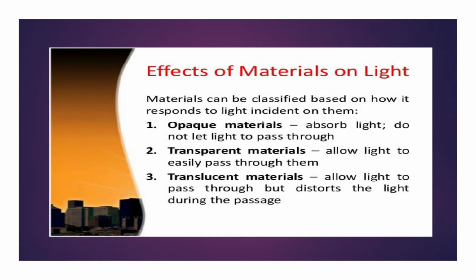Effect of materials on light. Materials can be classified based on how they respond to light falling on them. Opaque materials absorb light and do not let light pass through. Transparent materials allow light to pass through them. Translucent materials allow light to pass through but distort the light during the passage.